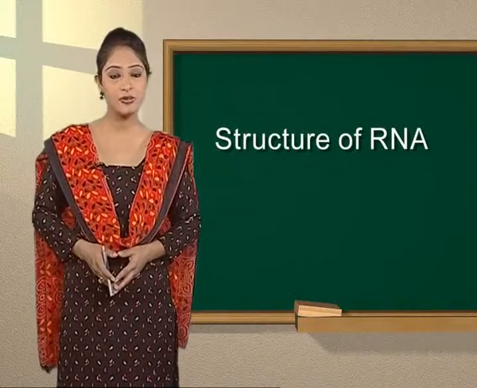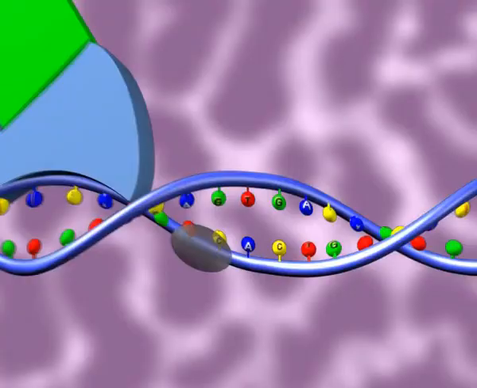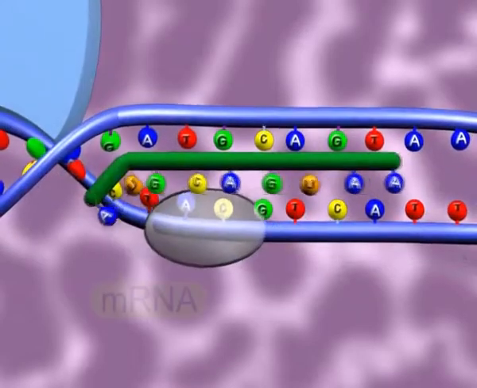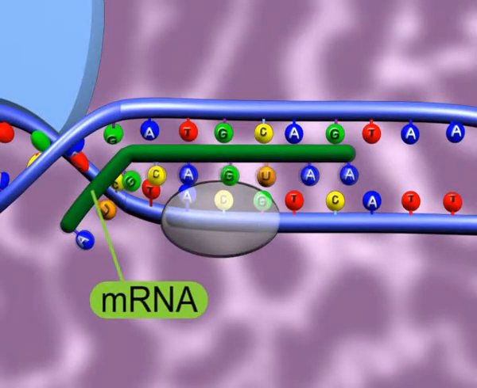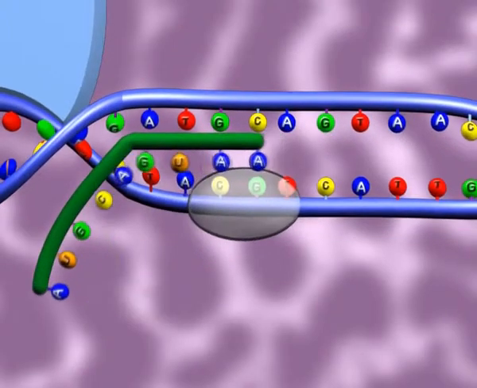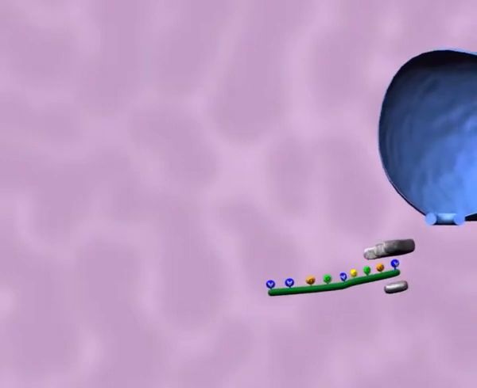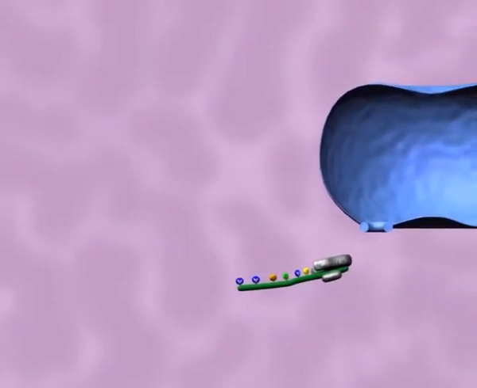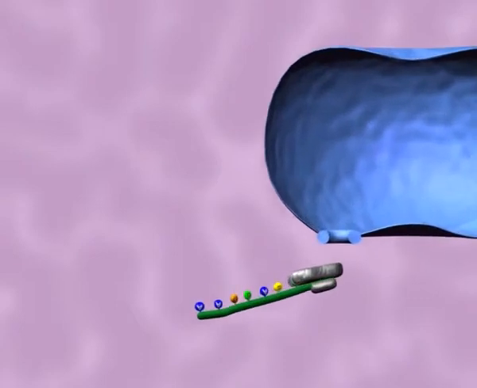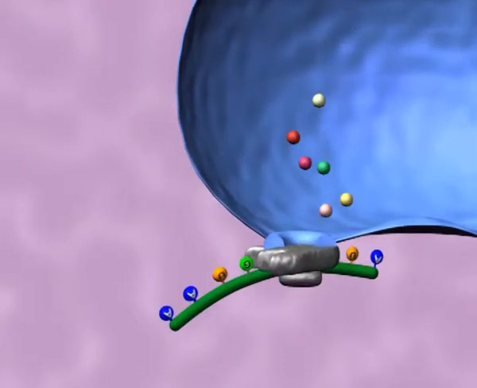Let us see three different types of RNAs. This is mRNA, means messenger RNA. It carries information to construct a protein. It is transcribed from DNA and taken to ribosomes. Ribosomes read this mRNA to link amino acids to form a specific sequence.